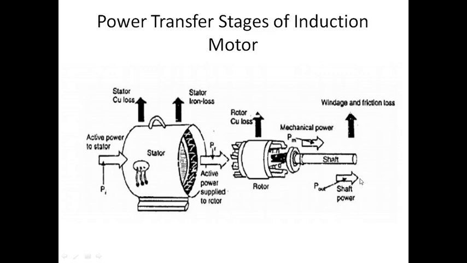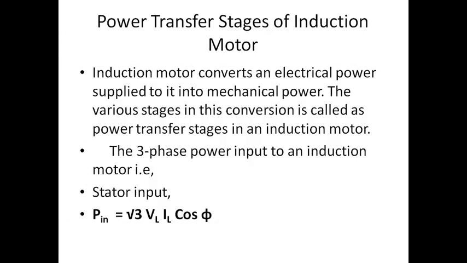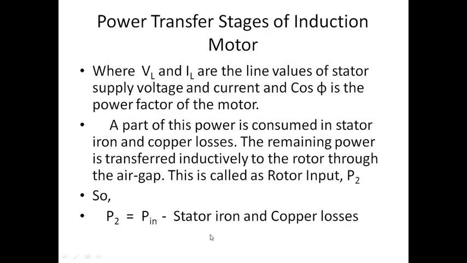And total P out is nothing but the mechanical power taken out. So that is what I have given here. We are going to give three-phase √3 VL IL cos phi. Again, VL is the supply voltage, IL is the supply current, and cos phi is nothing but my power factor. In this manner, that's what initially you are going to give.